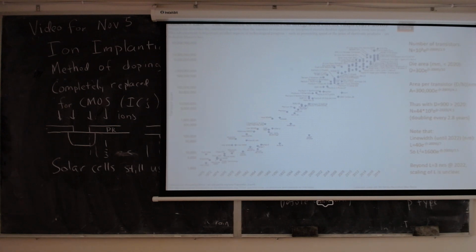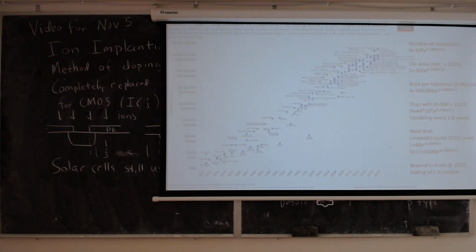You can't read this here. You can read the file if you want. But for example, here's the Pentium D. And the Pentium D came out in 2006, and it had approximately 1 billion transistors on it.